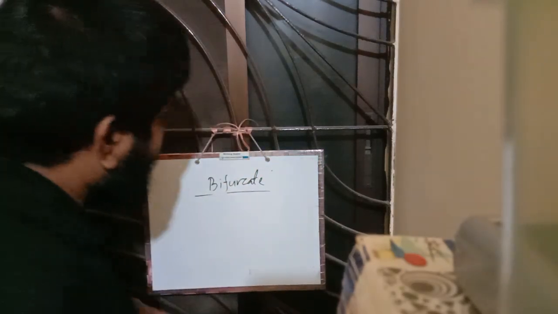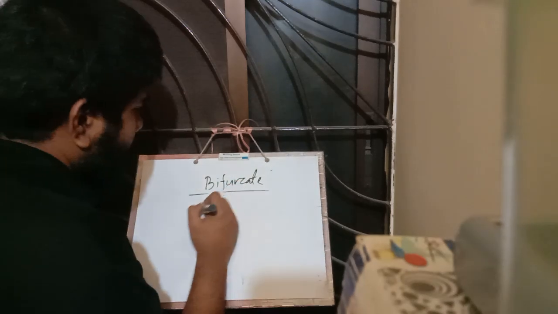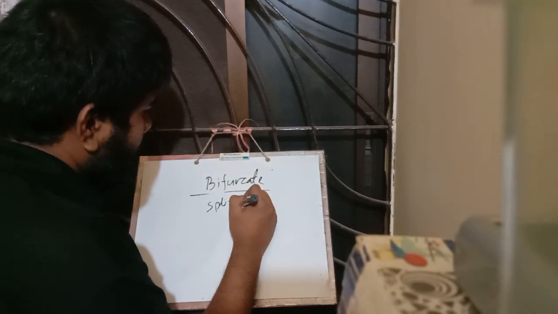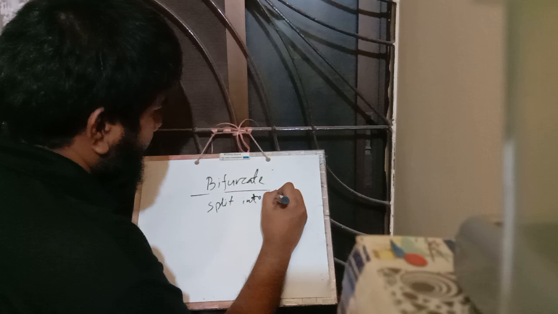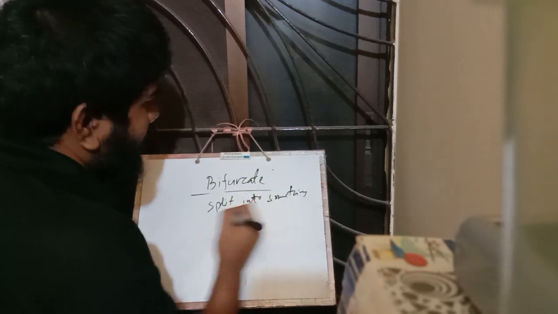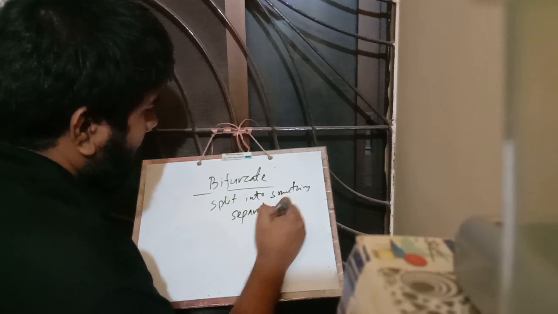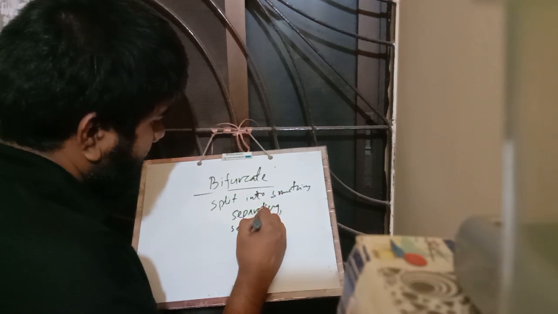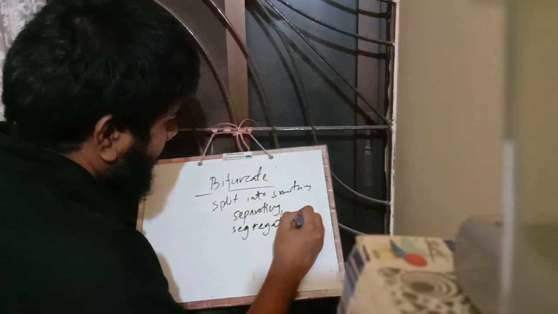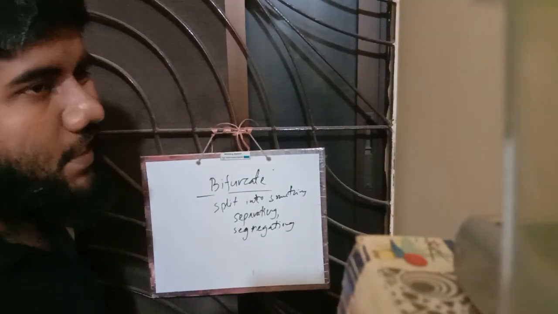Let's understand by analyzing this. Bifurcate actually means split. Split into something. It's like separation, separating. It's like segregating. You have often heard this word. Separating is the common one.